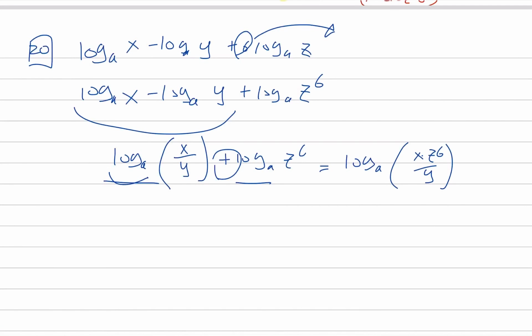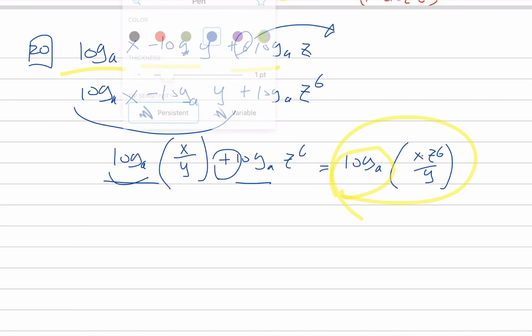Remember, we start with 3 log expression. Now we have 1 log expression, right? So that's the main purpose of this problem, to condense it or write in single log expression.